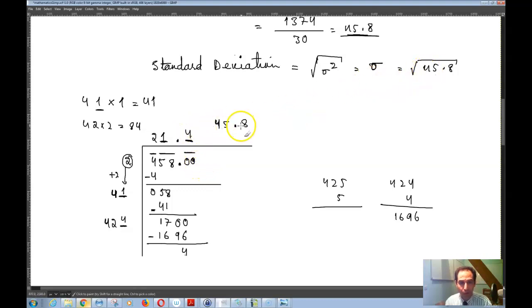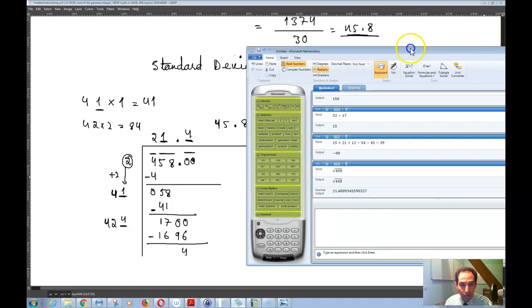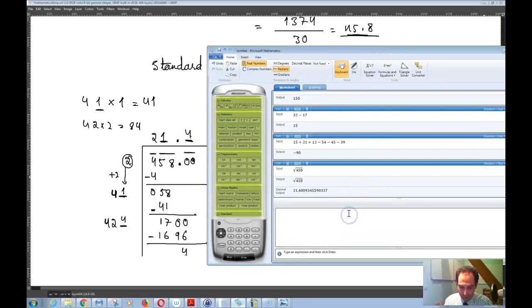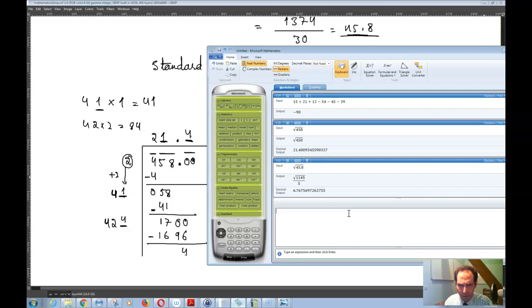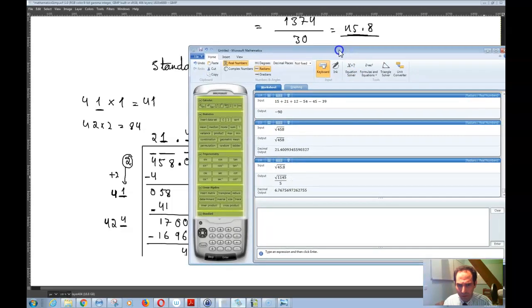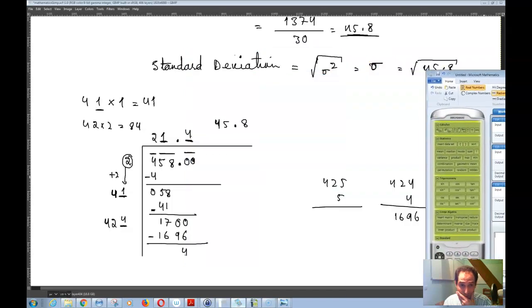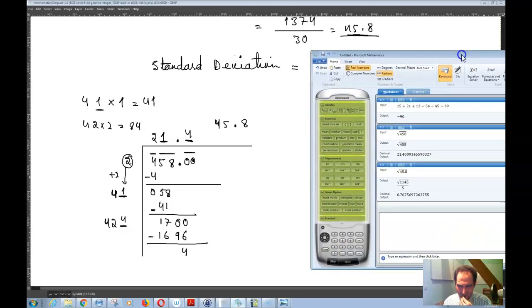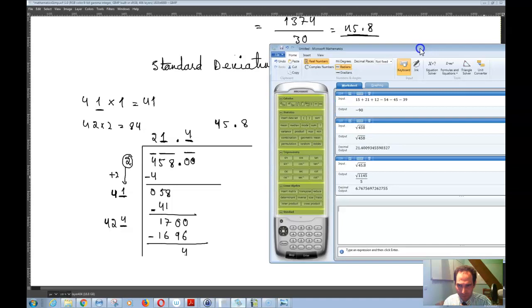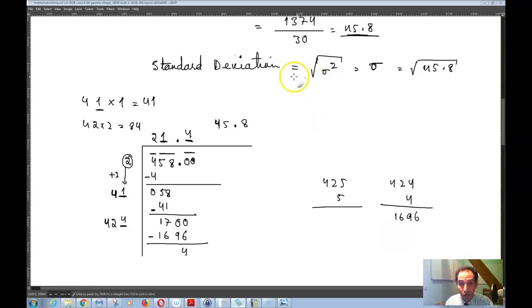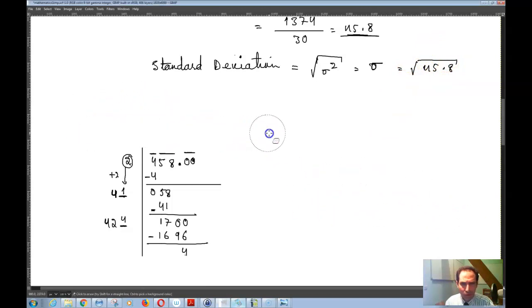So for example, for 45.8, you would get 2.114, I suppose. You would get 2.14. The square root of 45.8, you would get, oh, sorry. No, you would get actually something else. You wouldn't get that, you would get a completely different thing. Okay, so now let's do 45.8. Let's see how we can do that.